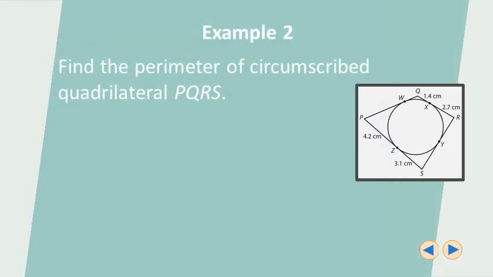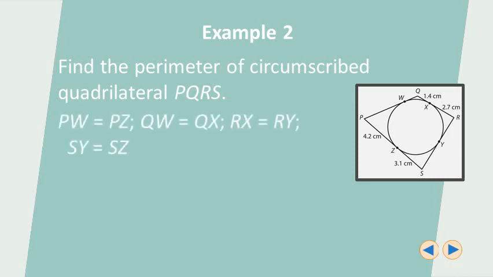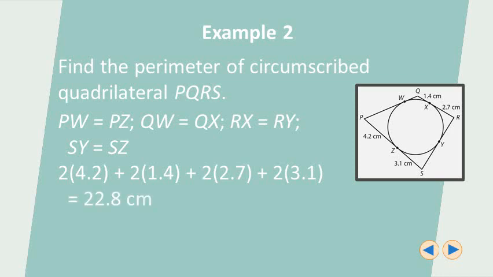So our next example, find the perimeter of circumscribed quadrilateral PQRS. Now, QX, they're telling you, is 1.4. What do I know is the same length? QW, right? RX is 2.7. What segment do I know has to be the same length? RY. So there's a reason they only need to give you 4 sets of numbers here, because PW equals PZ, XW equals QX, RX equals RY, SY equals SZ. So therefore you just double all of these measures, and that gives you the answer of 22.8 centimeters for the perimeter of PQRS.